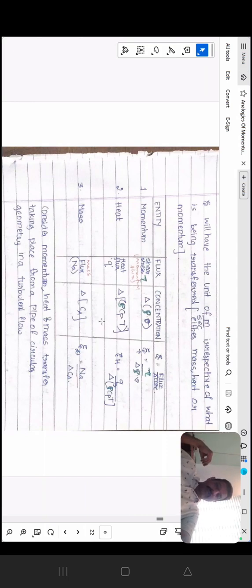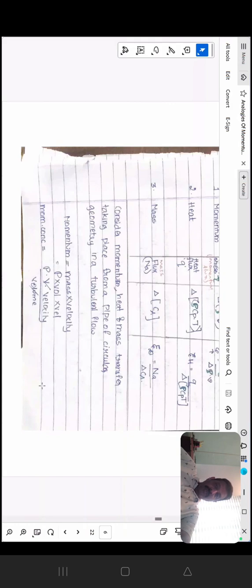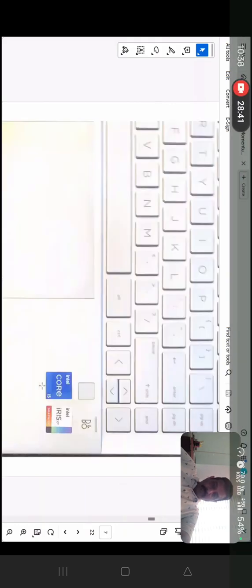And what about mass? The mass flux, Na. What is the change in concentration? Delta of Ca, concentration of a particular species. So what is eta for diffusion? They call it ED, the diffusional mass transfer. It is nothing but flux divided by concentration. So Na is the flux divided by delta Ca. Right? So consider momentum, heat and mass transfer taking place from I think in 1 minute it will get over. Okay, I'll just try to complete this.